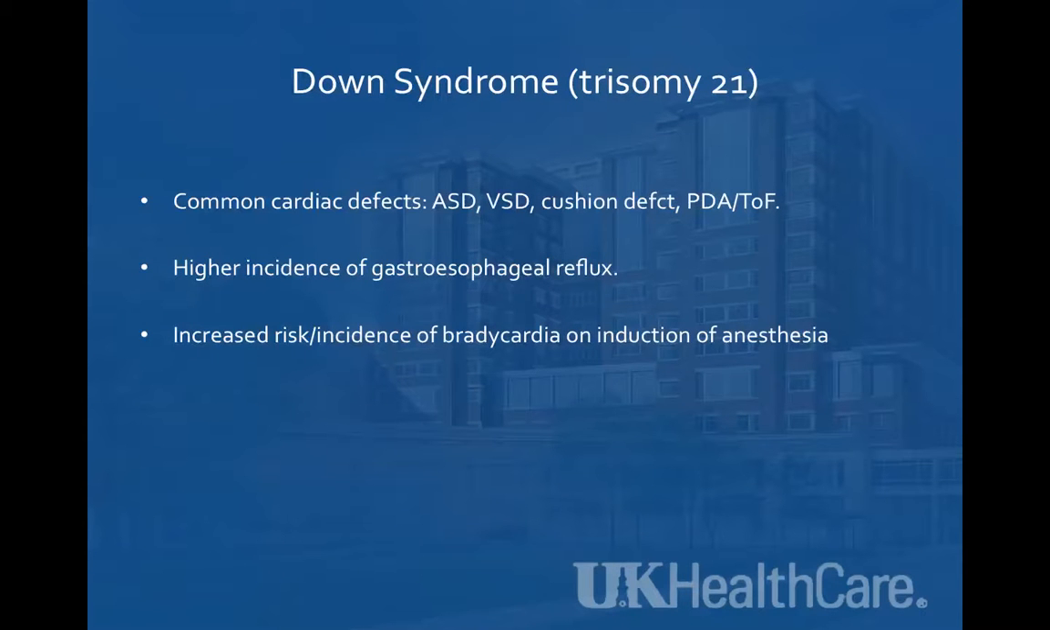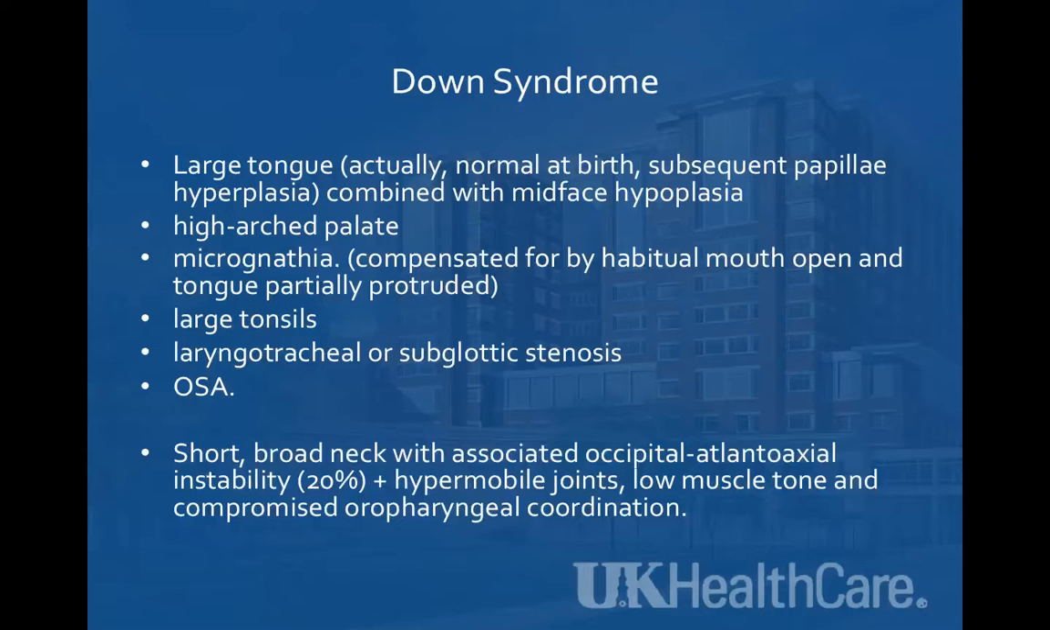Down syndrome is a very common chromosomal abnormality. It's associated with some cardiac defects that you see here. I included the higher incidence of GERD because that will affect your airway management decisions. Something I couldn't remember, increased risk of bradycardia on induction of anesthesia needs to be considered as well. But to get specifically to the airway management component, there is a large tongue on these patients. Interestingly, at birth it's normal. There's papillae hyperplasia that accumulates over time and causes the protruding large tongue.